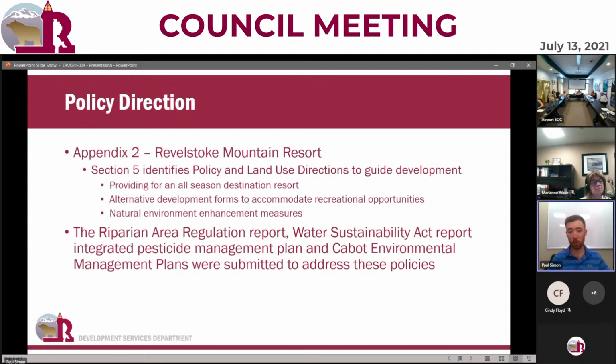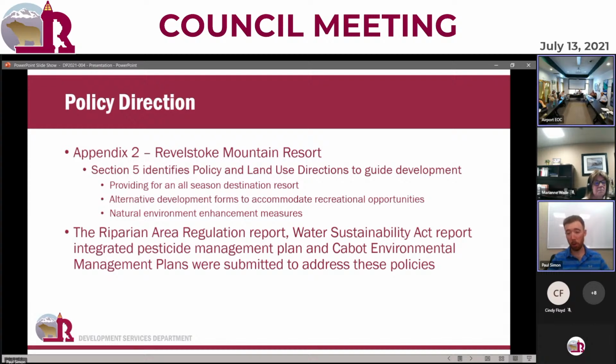a reason to that. So what we have in that development permit, again, to ensure that the policies contained within the OCP are adhered to, is a copy of the riparian area regulation report that the applicant had provided to the province, another copy of the Water Sustainability Act report that again was provided to the province, as well as the Cabot Environmental Management Plan that was all submitted to address these policies, and in addition, the Integrated Pesticide Management Plan.